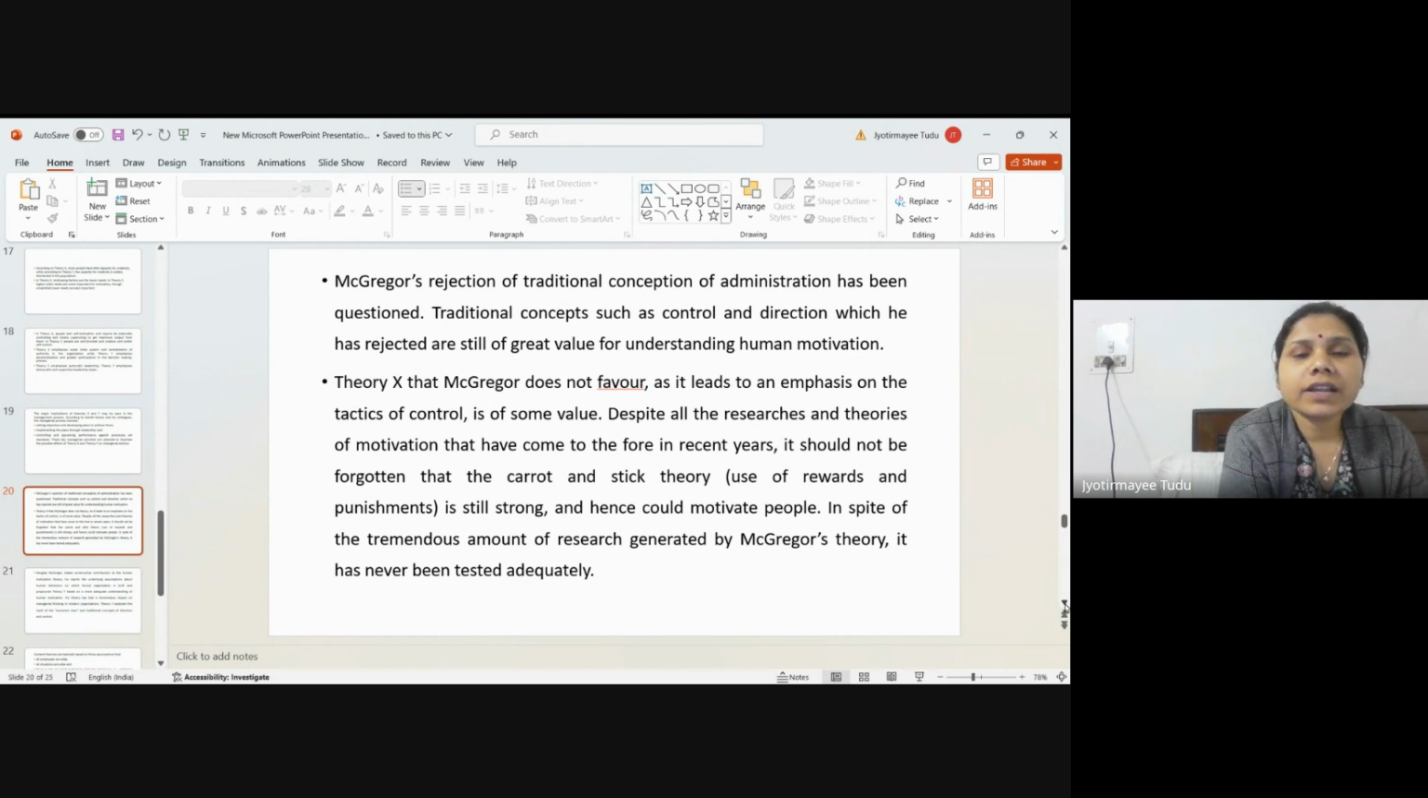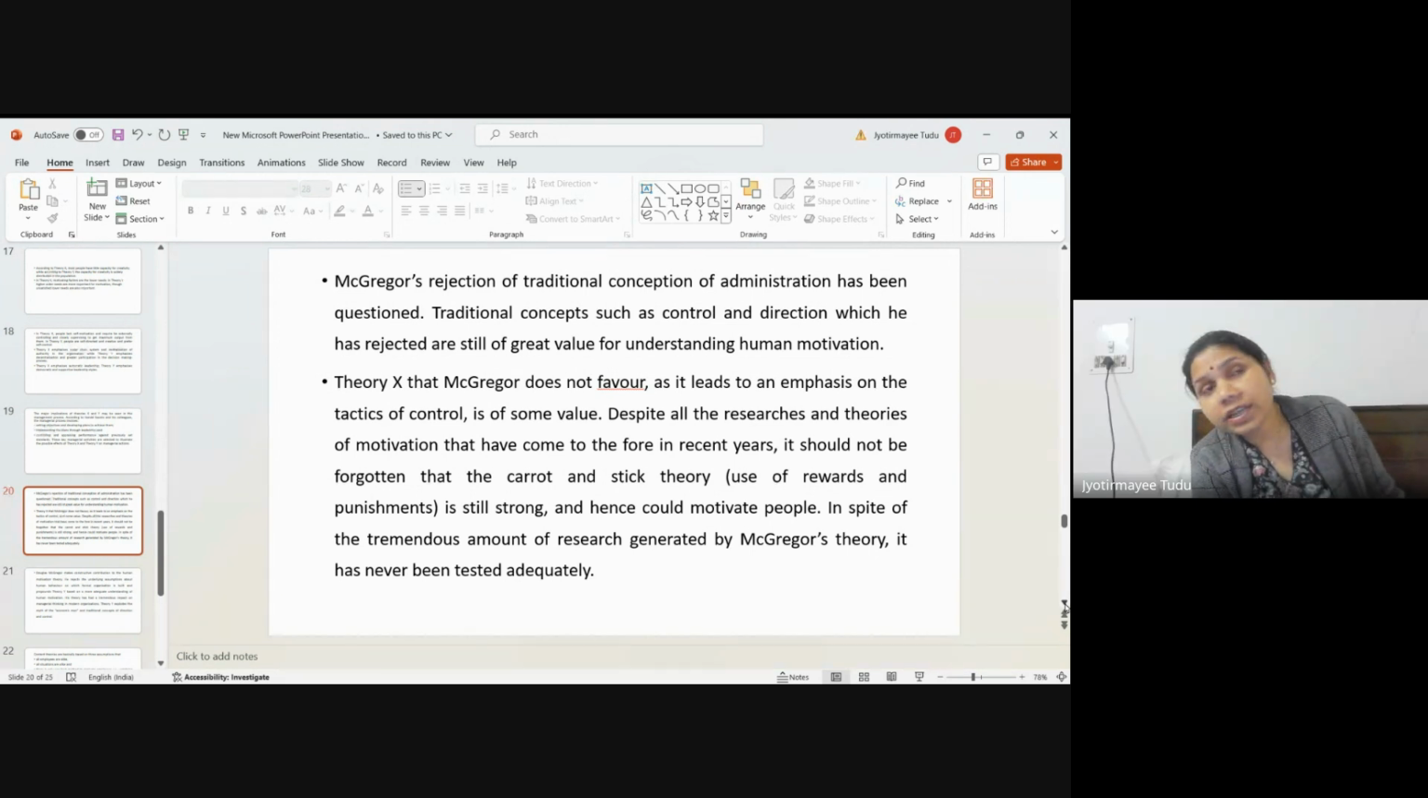So here the question arises that if the value of control and direction is not there, then how is the presence of control and direction still persisting, and how do human beings still feel responsive while meeting the command of the control and the direction? So theory X, which MacGregor does not favor as it leads to an emphasis on tactics of control, has some value. Despite all the research and theories of motivation that have come to the fore in recent years, it should not be forgotten that the carrot and stick theory, which essentially uses rewards or punishment, is still strong and hence could motivate people. In spite of the tremendous amount of research generated by MacGregor's theory, it has never been tested adequately.